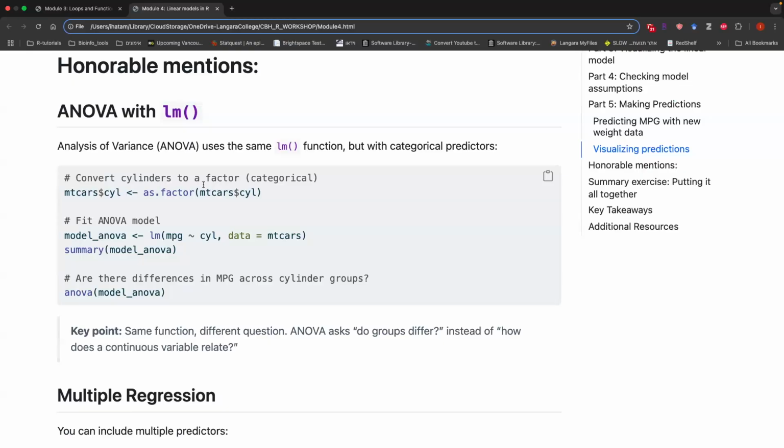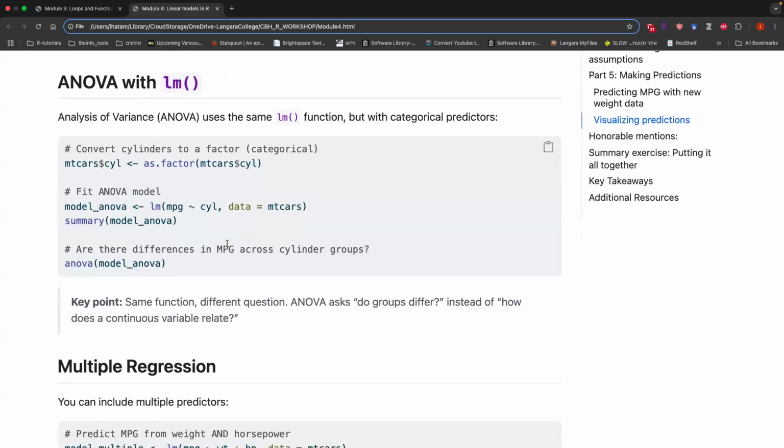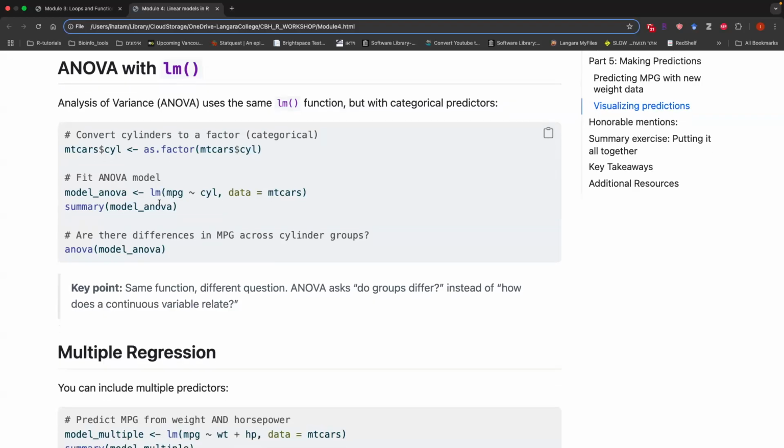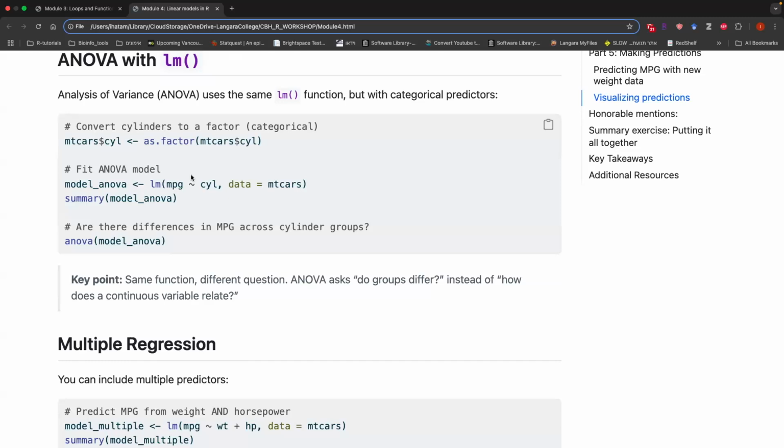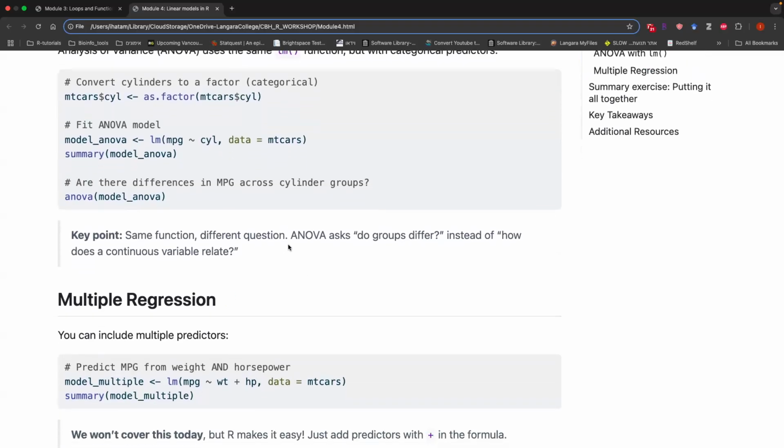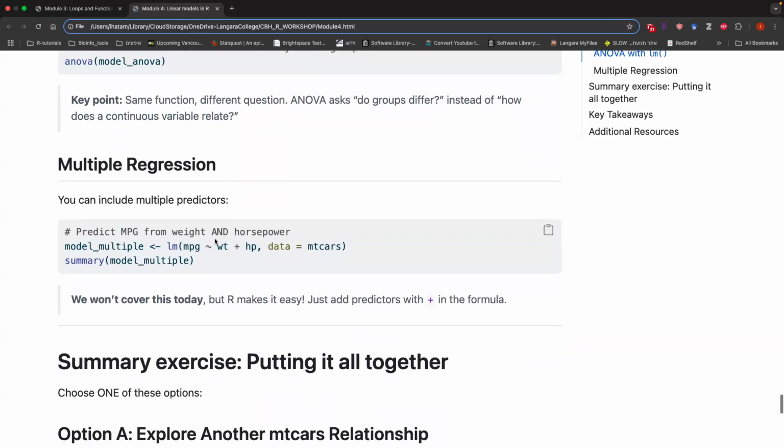Our honorable mention, ANOVA, analysis of variance, uses the same LM function, but with categorical data. So if you ever need to run an ANOVA with LM, for example with the number of cylinders, which is a category, either you have 6 or 8 or 4, whatever it is, you can just do it here, and it will know automatically to run an ANOVA model. It's basically the same, okay? So the key point is if you want to do an ANOVA, you're using the same function, LM, but you're asking a different question. ANOVA asks, do groups differ, instead of how do continuous variables relate to each other.